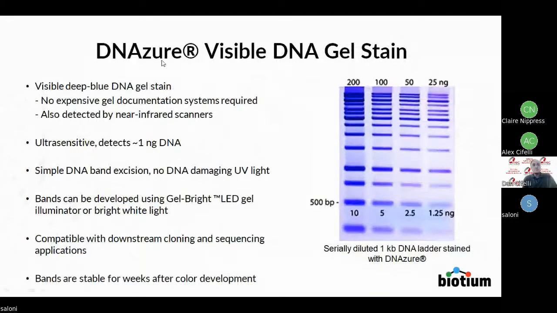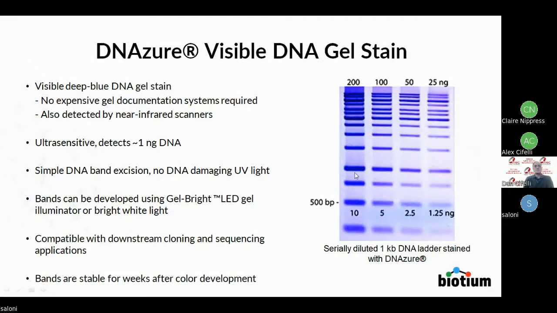So DNA Azure is a novel visible DNA gel stain developed by Biotium. The main goal for this was that, for labs or field workers not having access to any instrumentation devices or power supplies, you can just directly image, stain your gel, and develop the color with very bright white light, or the Gel Bright LED illuminator can also be used, and you get these nice blue bands.